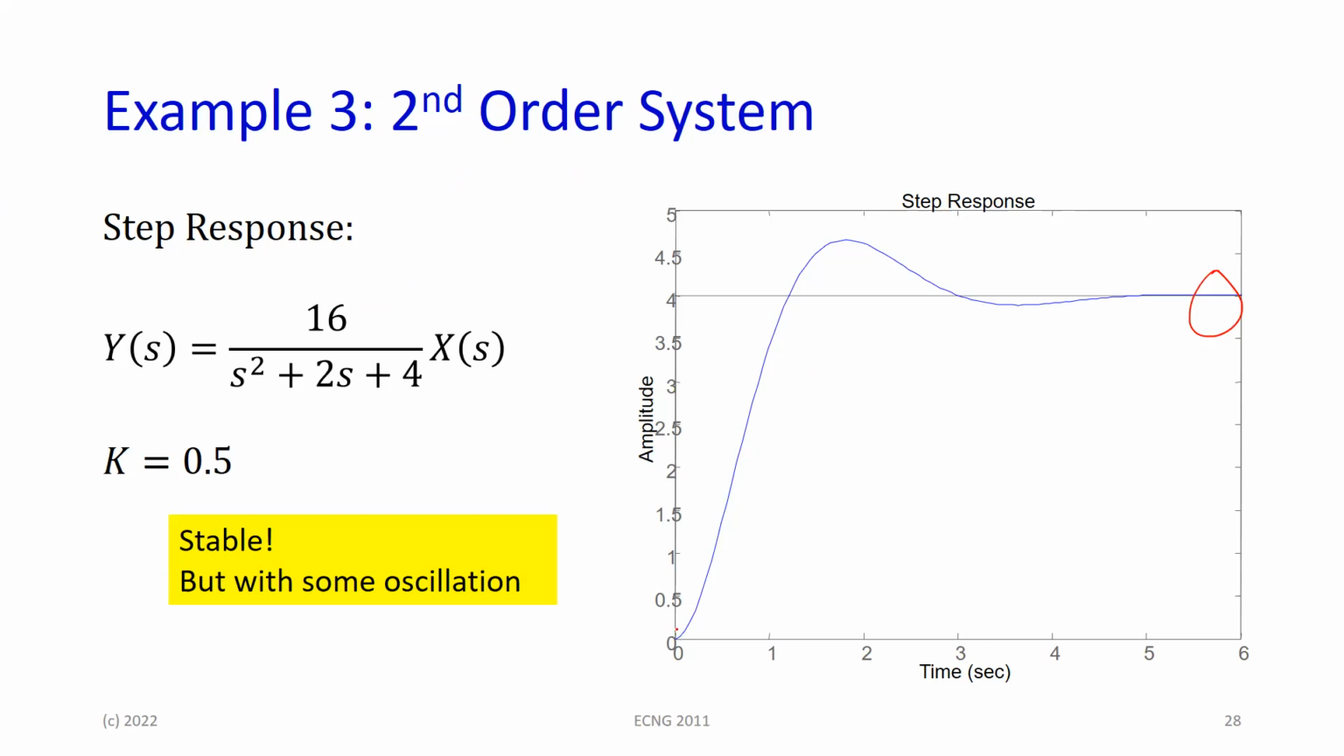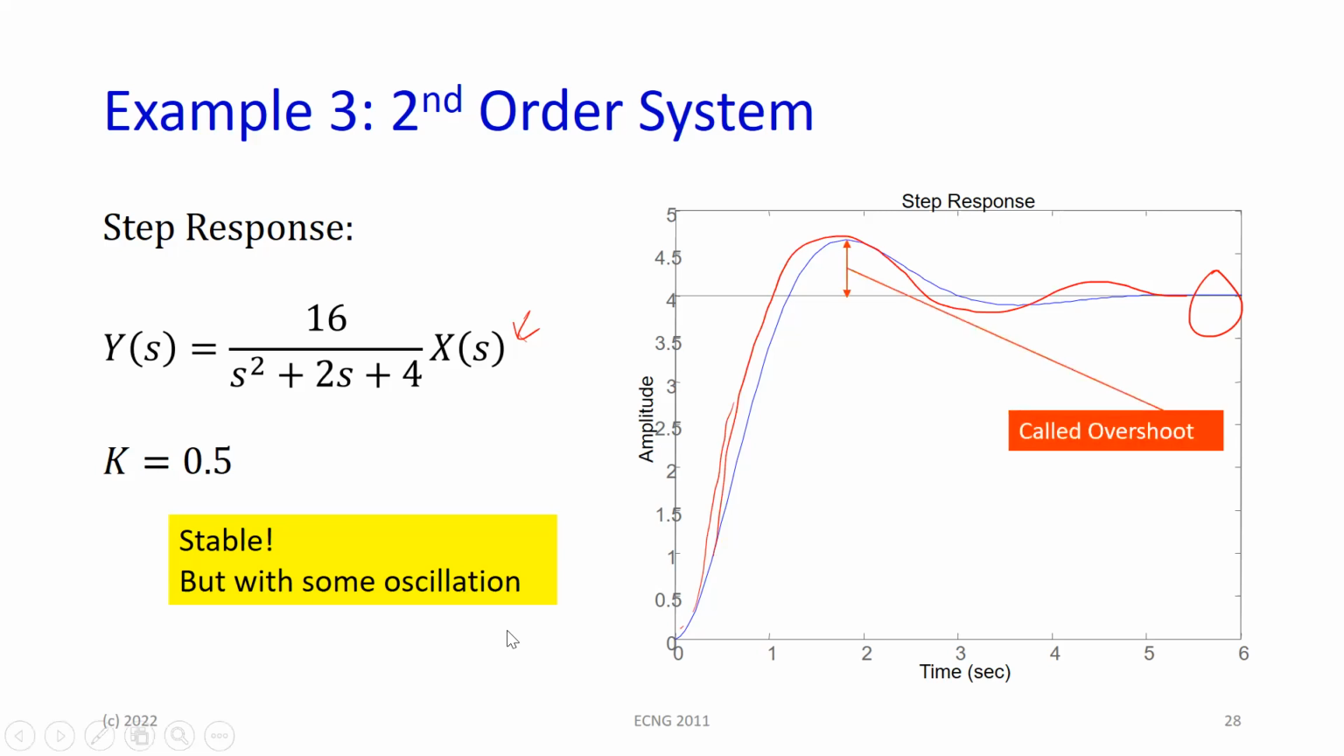So it responds, I'm putting in a step input. This is a unit step here. So it goes past the value, it goes here, and then it's settling down. So it's bouncing along a little bit. It's stable, but there's some oscillation here. That is something called overshoot. And that's a very critical thing in control systems.